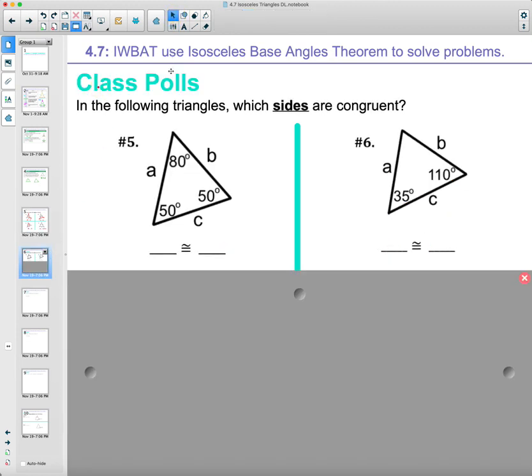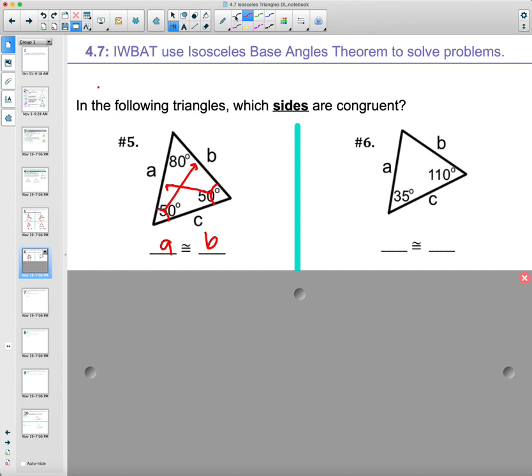Okay, then let's take a look if we see some angle measures here. So angle measures, again, if you see two congruent angles, then the sides across from them are equal. So we see both of these are 50. So across from the 50 is side A. And across from this 50 is side B.